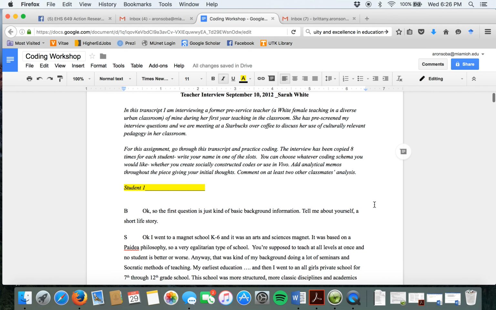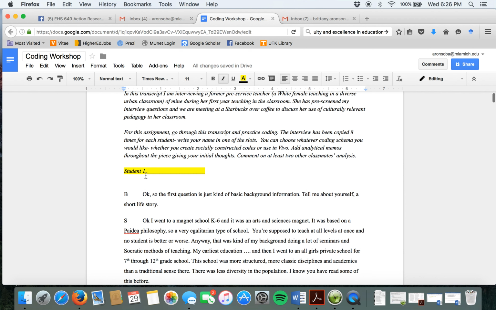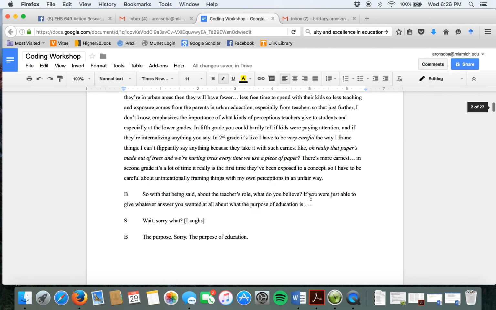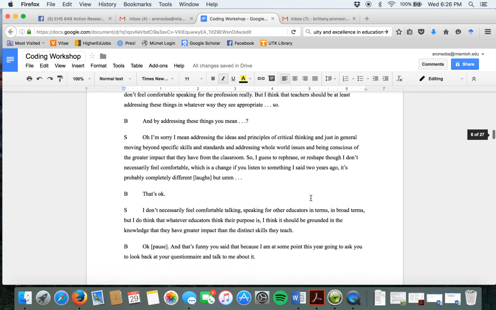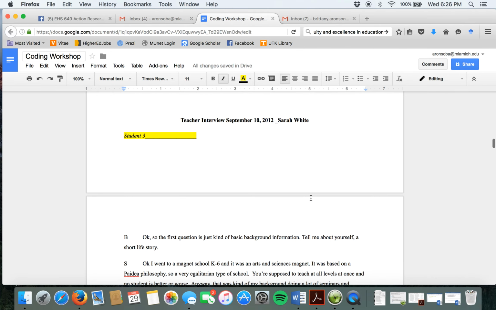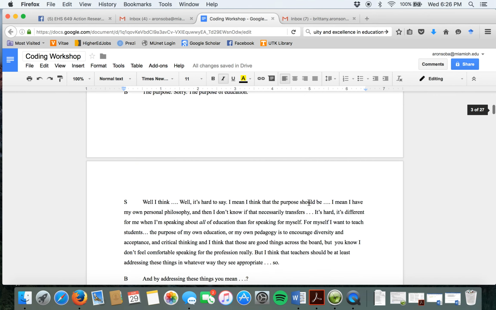There are 8 slots here. I've copied and pasted them. As you can see, I have student 1. When you come in, you're just going to type your name, so we know that this one is taken. I go down and you can see there's student 2, and it keeps going, 3, all the way to 8. So there are 8 slots here.